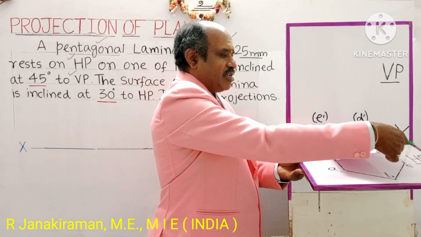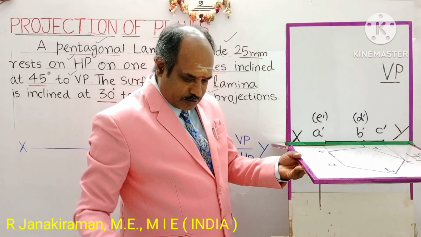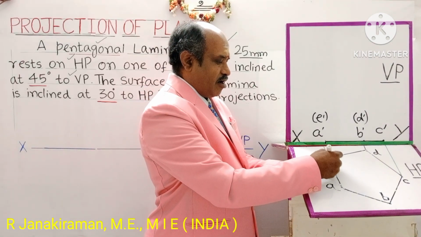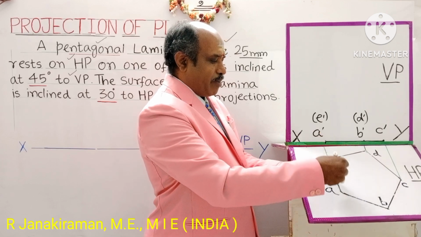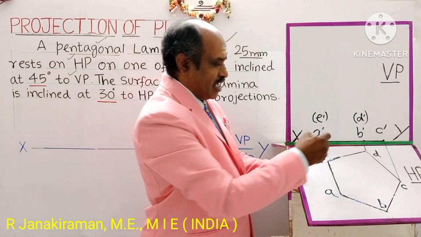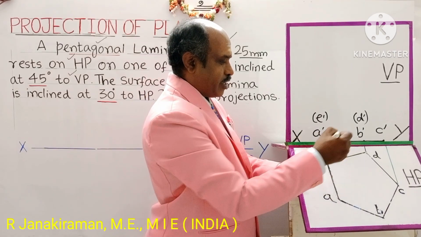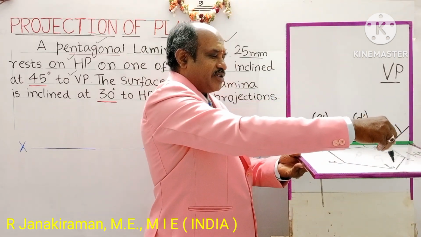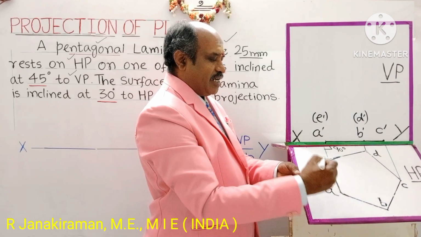After tracing all the sides and corners, I consider AE as the resting side or resting edge. So this line is perpendicular to the XY line. The XY line is the joint shown in green color. This will have 90 degrees. The view obtained is called the top view. The top view will have the true shape, whatever the size given in the question. This is of side 25 mm. All the sides are equal in size.